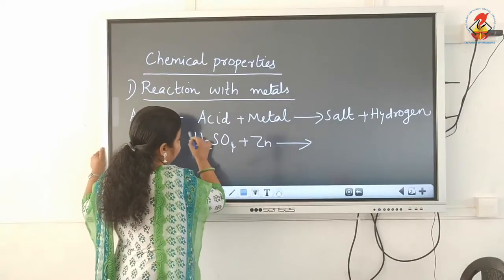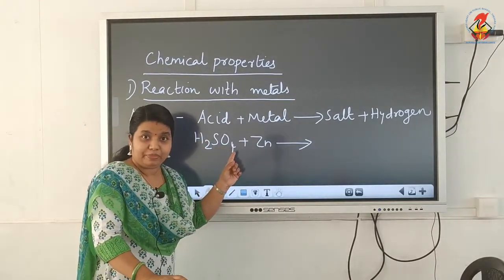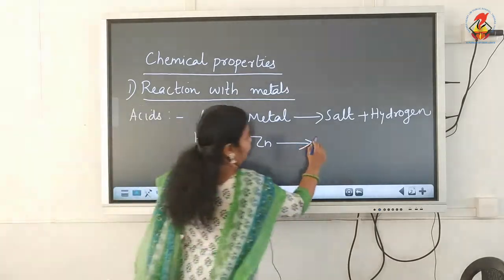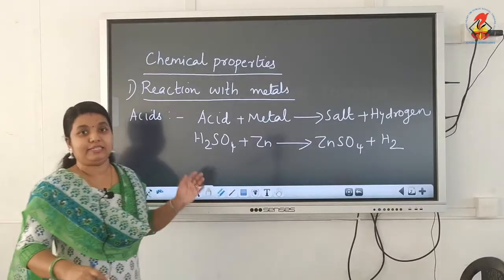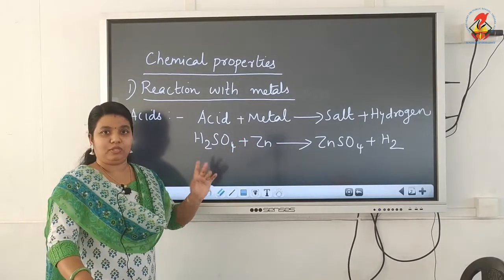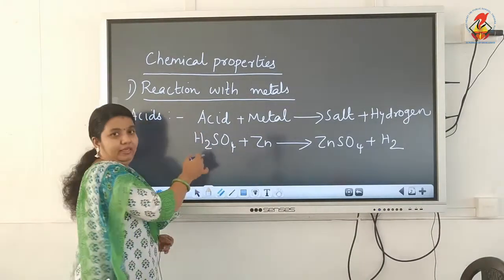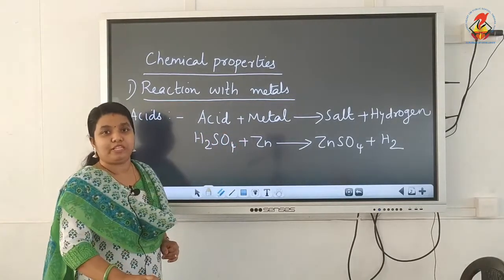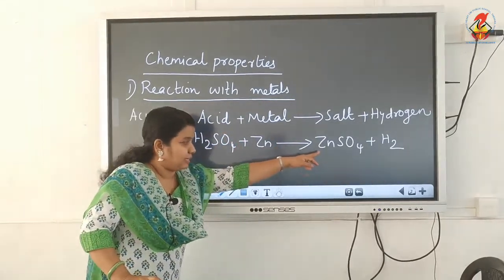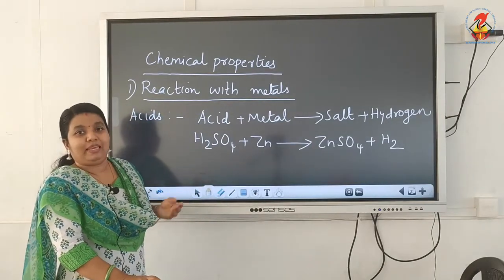Then what happens? The position of hydrogen in this acid will be taken up by zinc, and you get zinc sulfate. So hydrogen is displaced. Hydrogen is removed by zinc. So this is an example of displacement reaction. Hydrogen being less reactive than zinc is replaced or displaced by zinc, and you get the salt, zinc sulfate, and hydrogen.